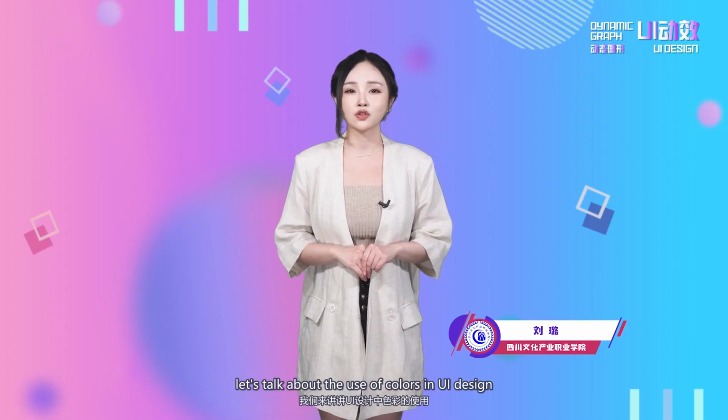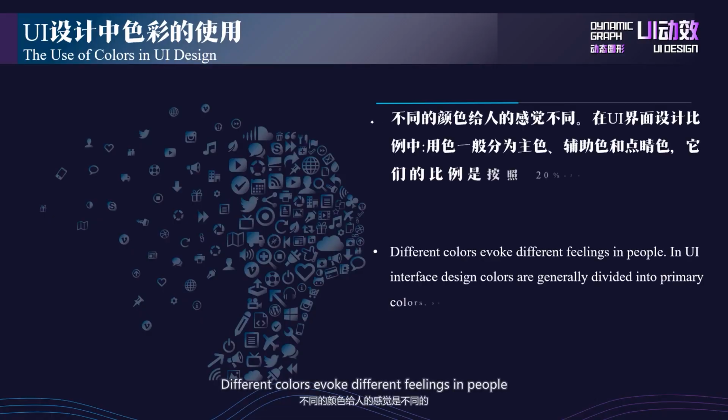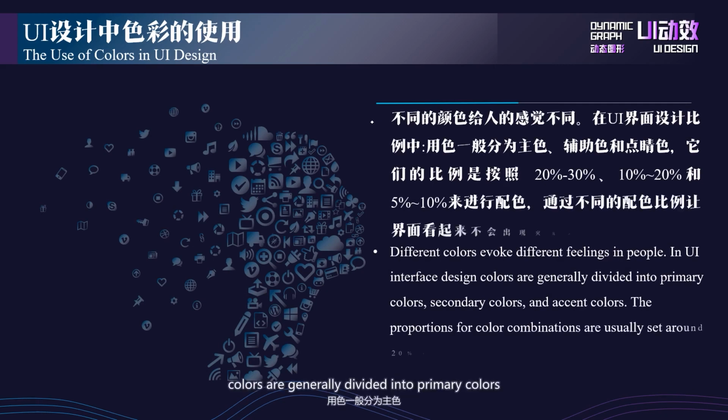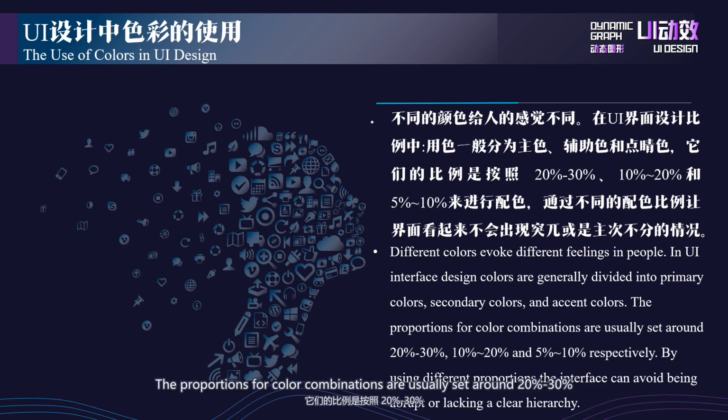Let's talk about the use of color in UI design. Different colors evoke different feelings in people. In UI interface design, colors are generally divided into primary colors, secondary colors, and accent colors. The proportions for color combinations are usually set around 20% to 30% and 5% to 10% respectively. By using different proportions, the interface can avoid being abrupt or lacking a clear hierarchy.